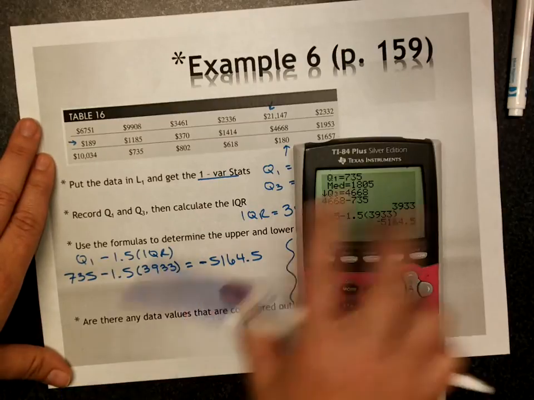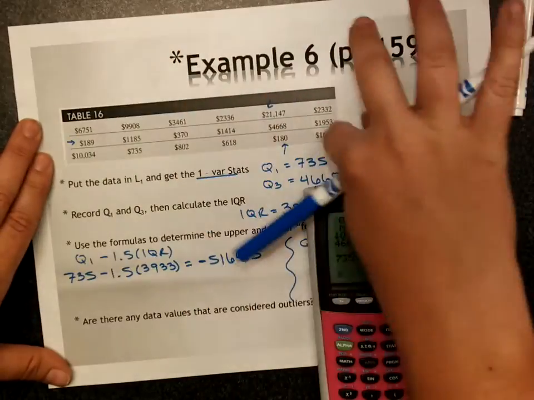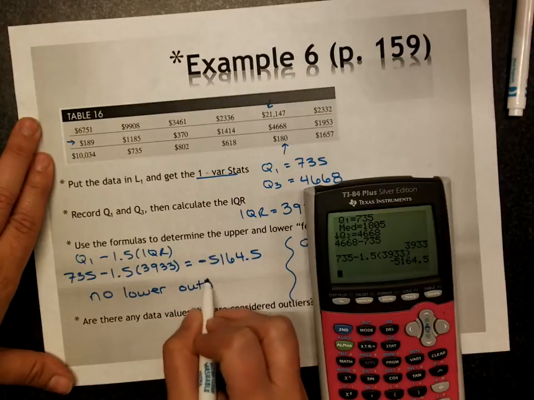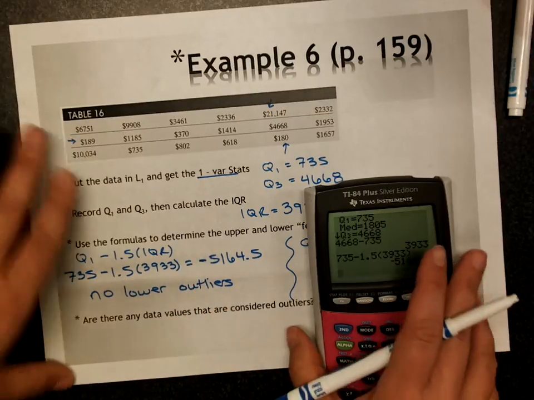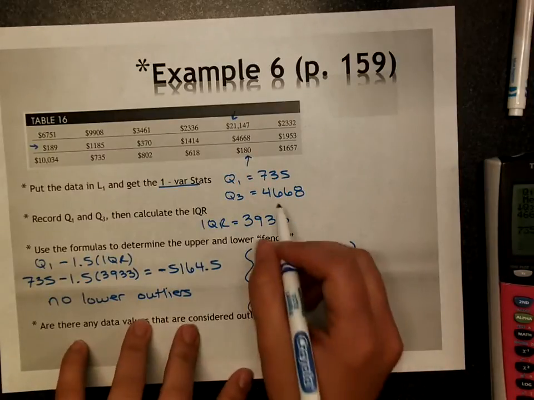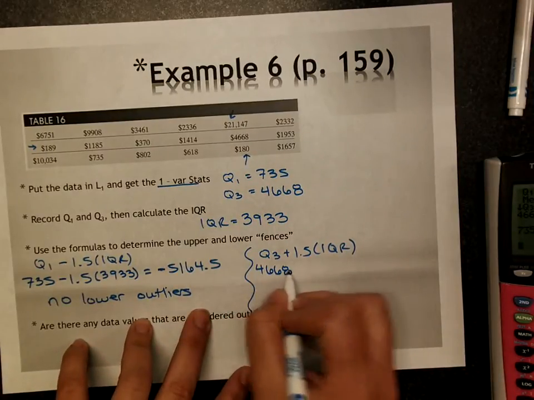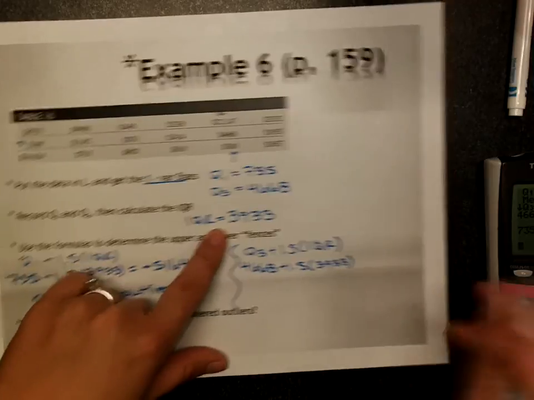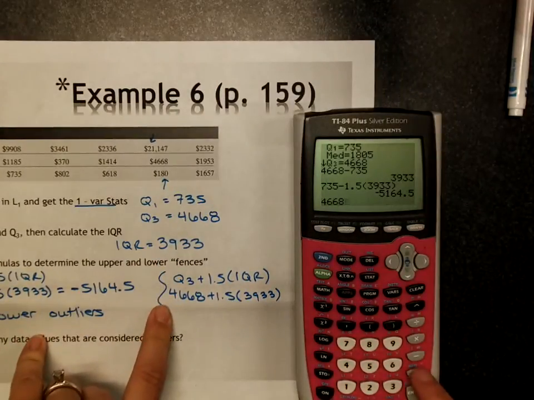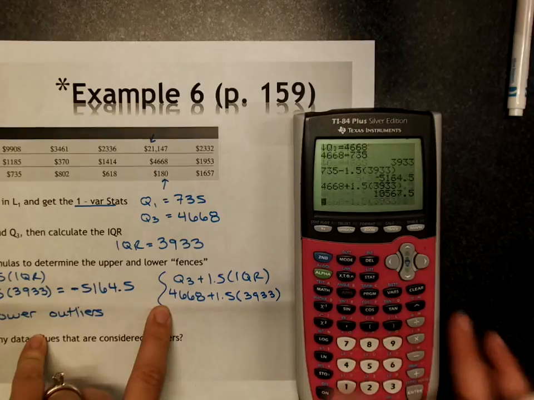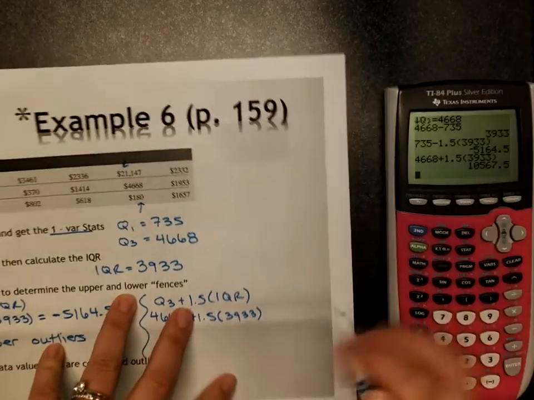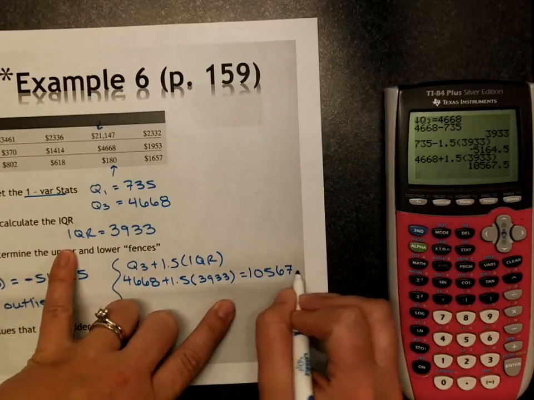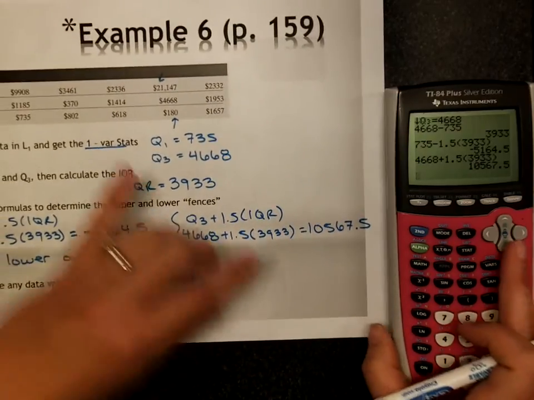Now this is a big negative number. I don't have any negative numbers up here, so there are no lower outliers. Let's use the upper. Q3, 4668 plus 1.5 times that same IQR. And we can just type that in. That gives us 10567.5. That is our upper limit.